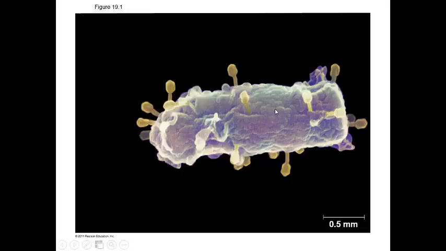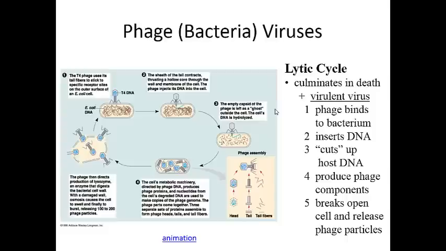Here we see a scanning electron microscope picture of bacteriophages infecting the host bacteria. There are two types of reproductive cycles that a bacteriophage, or phage, can enter. One is called the lytic cycle. The second is called the lysogenic cycle. The lytic cycle is ultimately going to kill the host bacteria. Virulent viruses are viruses that undergo the lytic cycle.